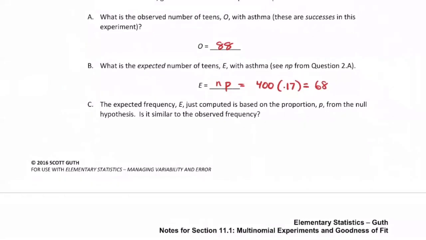Okay. Now it is asking here, the expected frequencies based on the null hypothesis. Remember, the null hypothesis said P is 17%. So we're assuming it's true. And if it's true, then there should have been 68 boys with asthma. You follow? But there weren't. There were 88 observed. So it says the expected frequency just computed is based on the population proportion P from the null hypothesis. Is it similar to the observed frequency of 88? What do you think? Are those similar?